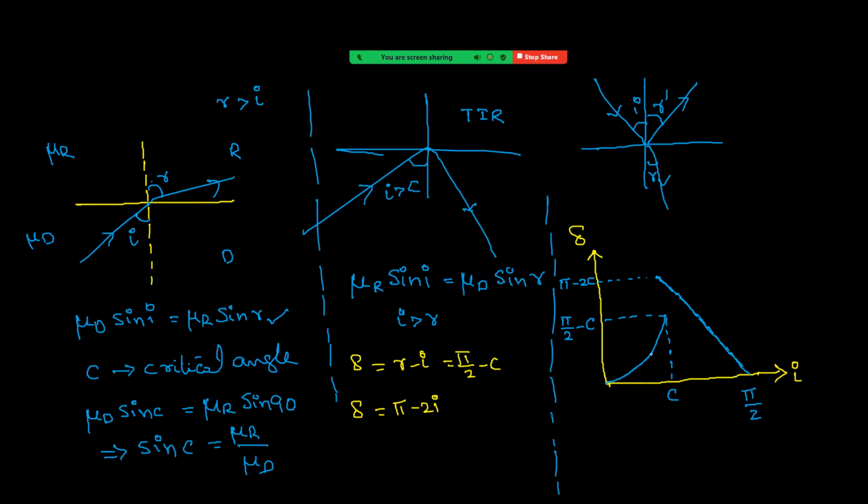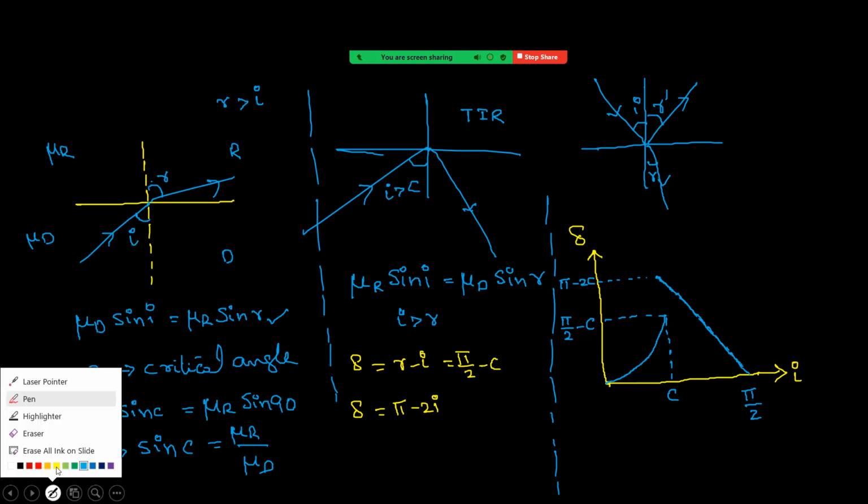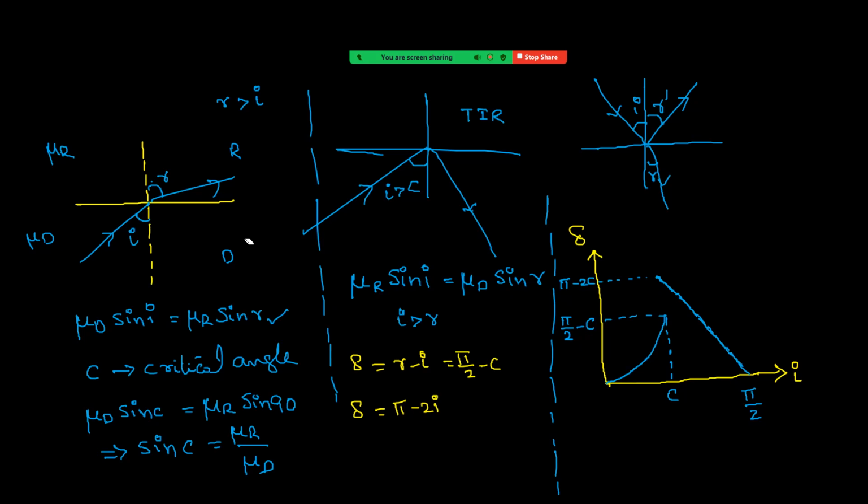So this part is for refraction. During refraction, maximum deviation is pi by 2 minus c. Here we are taking the light ray traveling from denser to rarer medium. Next, slightly greater than c, it is reflection. Let us take now the graph for deviation if light travels from rarer to denser medium, the reverse case. See how the graph is.